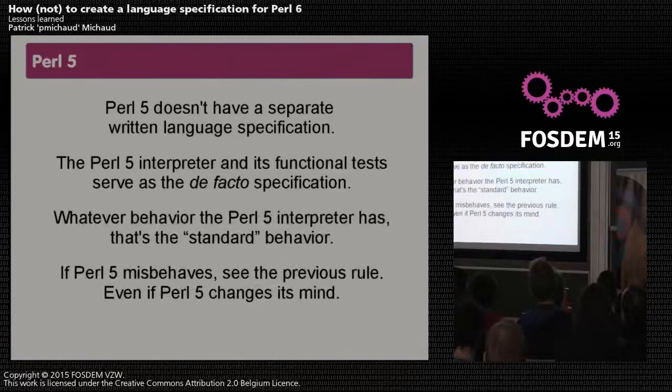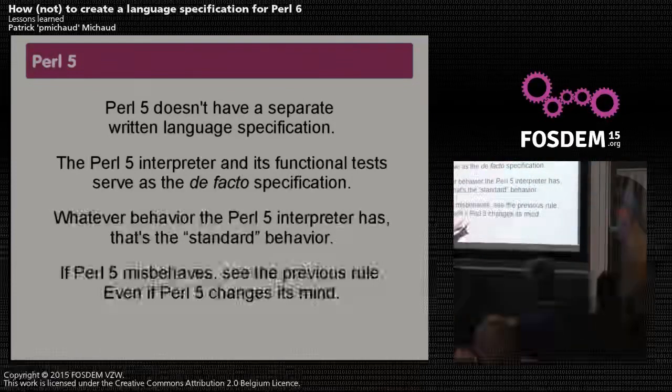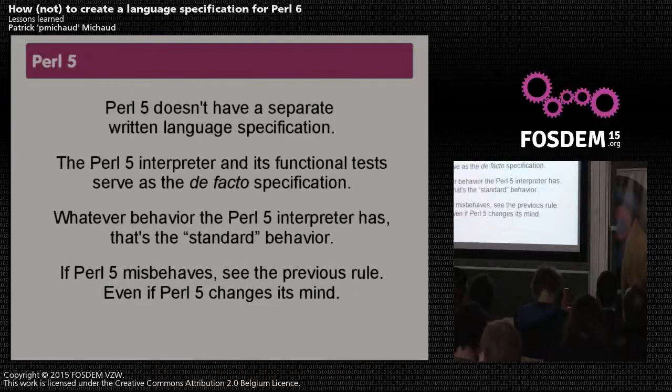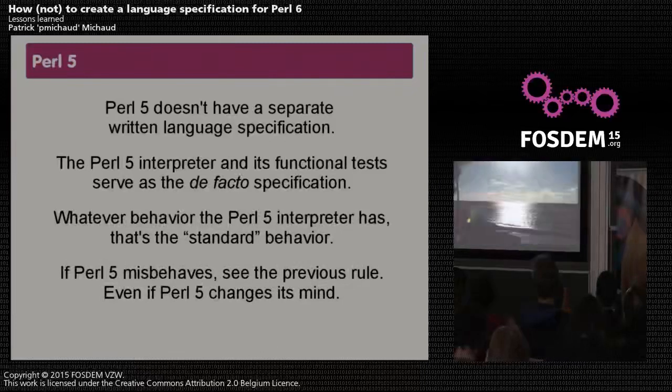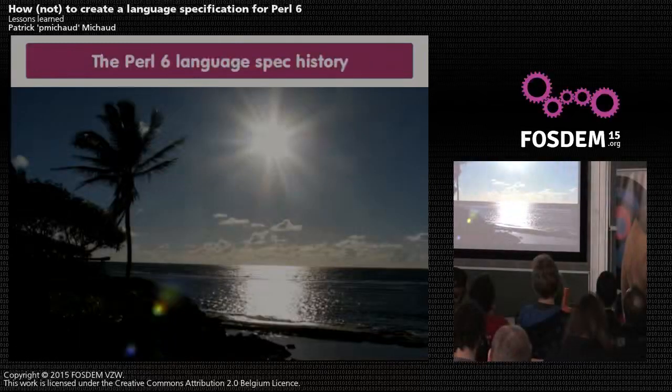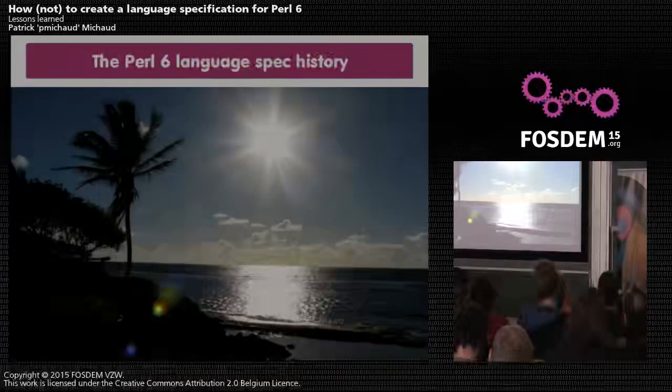It occurred to me that the Perl 5 language specification is the two rules. Whatever Perl 5 says it does is correct, and if it changes its mind, that's correct, right? So there is no real standard specification there in terms of something that exists. It's that Perl 5 changes its language definition with every release, right? So that's kind of an interesting way to go about doing things. So Perl 5 was what brought us to wanting to create Perl 6.